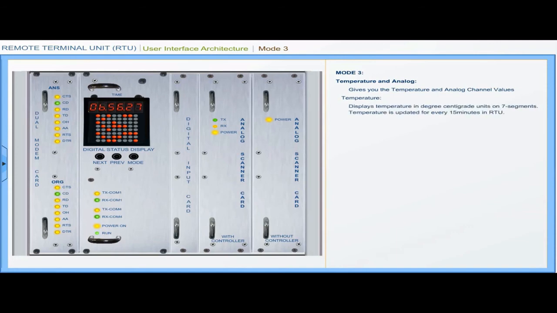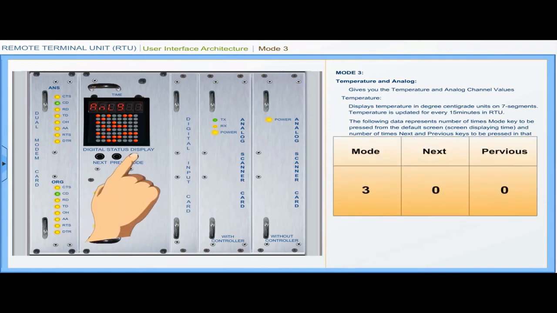Temperature. Displays temperature in degree centigrade units on 7 segments. Temperature is updated every 15 minutes in RTU. The following data represents the number of times the mode key is to be pressed from the default screen, that is, the screen displaying time, and the number of times next and previous keys are to be pressed in that mode to view temperature in RTU.